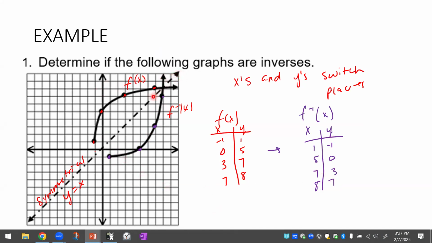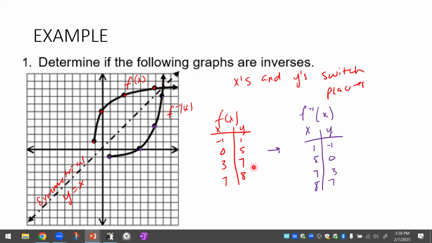Graphically, we can tell that these are inverses because they are reflected over the what? They're symmetrical over the y equals x line. So we see that symmetry. Usually when there's symmetry, if they're going to intersect, they're going to intersect on that reflection line. And notice that they are intersecting.